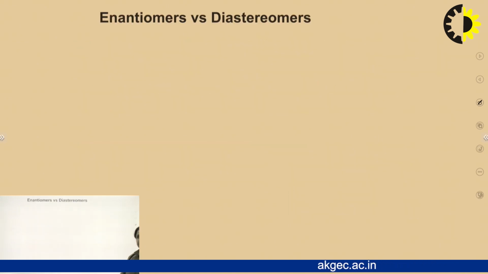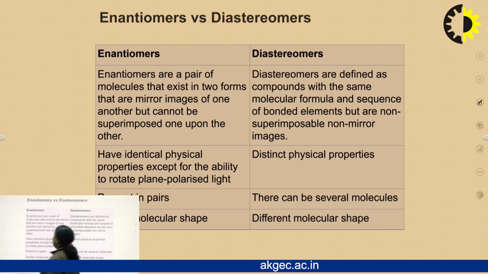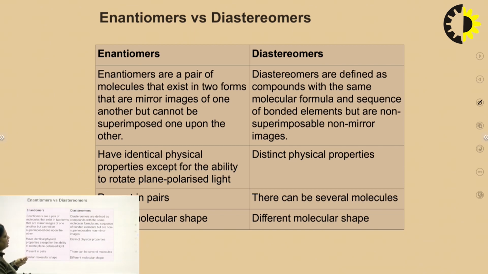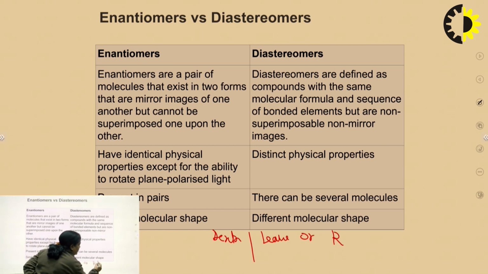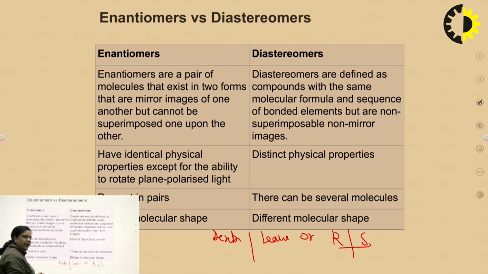Now the next terms are enantiomer and diastereomer. So enantiomer means a pair of molecules which are mirror images of each other, but they show non-superimposable mirror image. It means if we take dextro, definitely its mirror image will be levo, or if we take R, then definitely its mirror image will be S.